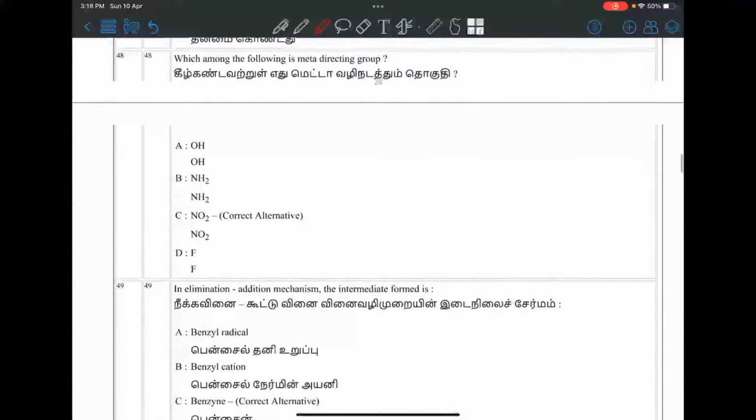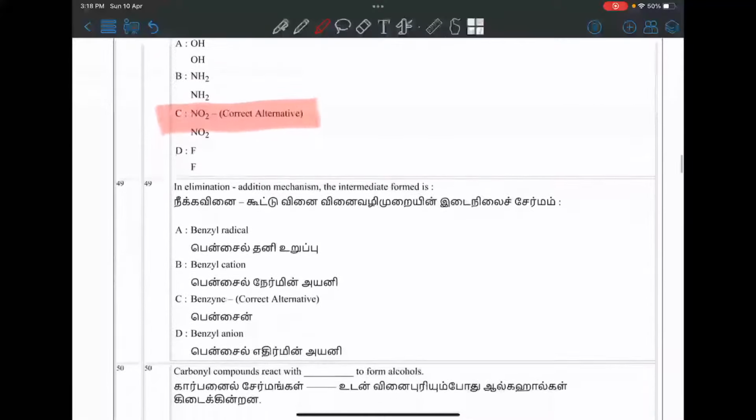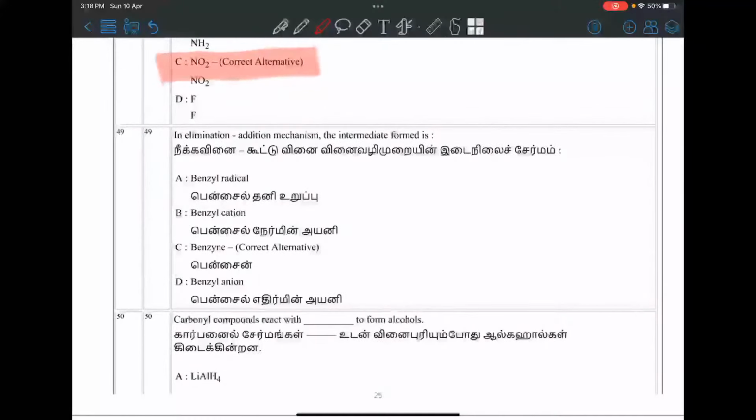Next one, which among the following is meta-directing group? NO2. In elimination addition mechanism, the intermediate formed is benzyne.